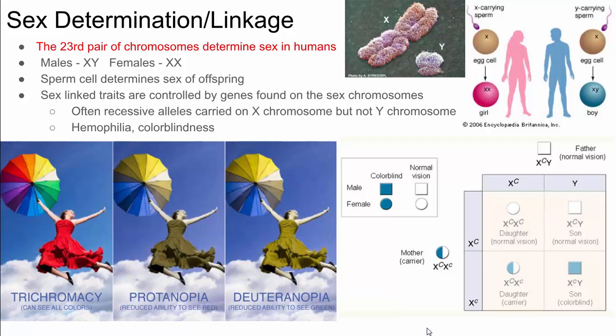The mother, in this case, has two X chromosomes, and she's a carrier. She has one normal gene, one gene for colorblindness. So she's heterozygous. If we set up a Punnett square, we put the mother's two sex chromosomes here, X big C, X little c. We put the father's sex chromosomes here, X big C, Y. Cross everything as we would normally. And what we end up with, obviously, is 50% of the children are males and 50% are females. When we look at the actual genes for colorblindness, half of the sons would get colorblindness, the other half would not have it. Half of the daughters would not have any gene for it at all, and half would be carriers.